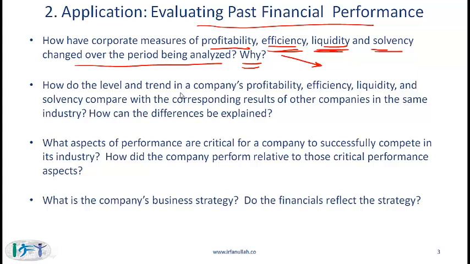How do the level and trend in a company's profitability, efficiency, liquidity, and solvency compare with the corresponding results of other companies in the same industry? Or more specifically, you can look at the peer group. And then how can the differences be explained? What aspects of performance are critical for a company to successfully compete in its industry? How did the company perform relative to those critical performance aspects? And then what is the company's business strategy? What is the company's business model? And do the financials reflect the strategy?